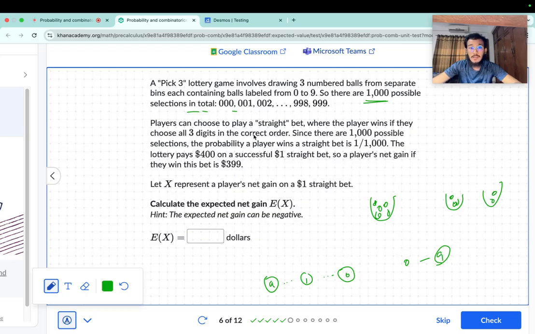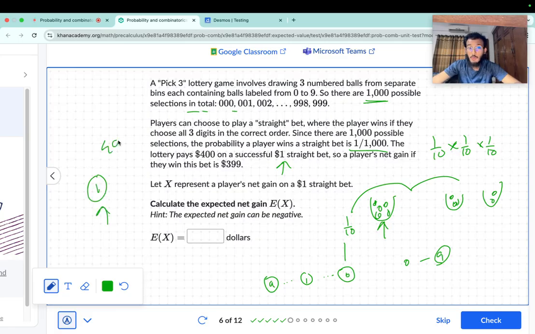The probability a player wins a straight bet is 1 upon 1,000, because the probability that you select the correct ball in a single bin is 1 upon 10, and the probability that you select all of them correctly is 1 upon 10 into 1 upon 10 into 1 upon 10, and this is how you get 1 upon 1,000. The lottery pays 400 on a successful $1 straight bet. So you have to pay $1 to get into the game, and if you win, you get 400 in return. So that gives you a net gain of 399.